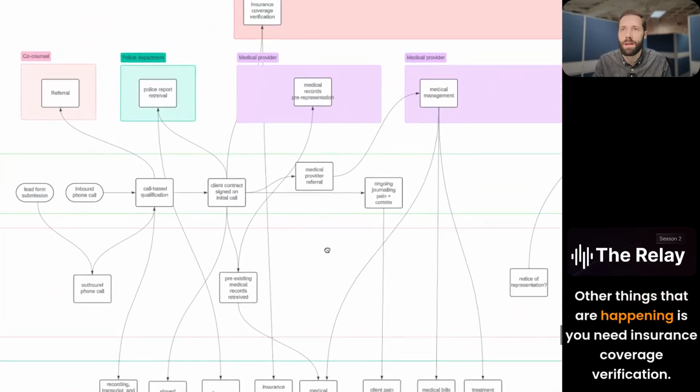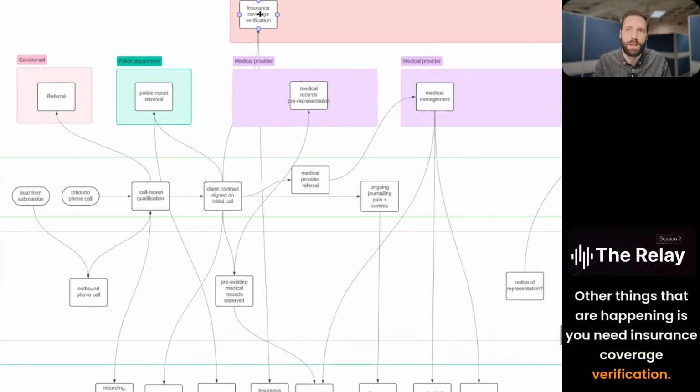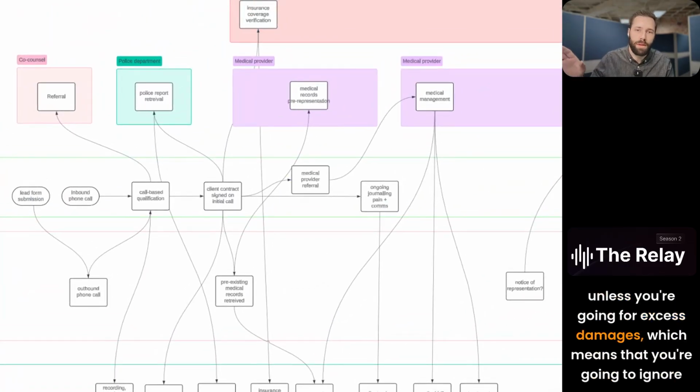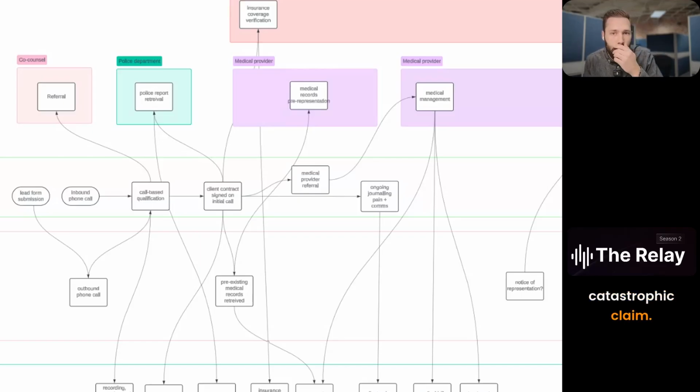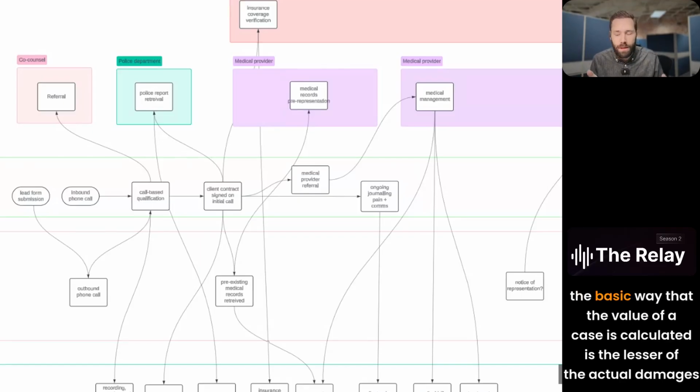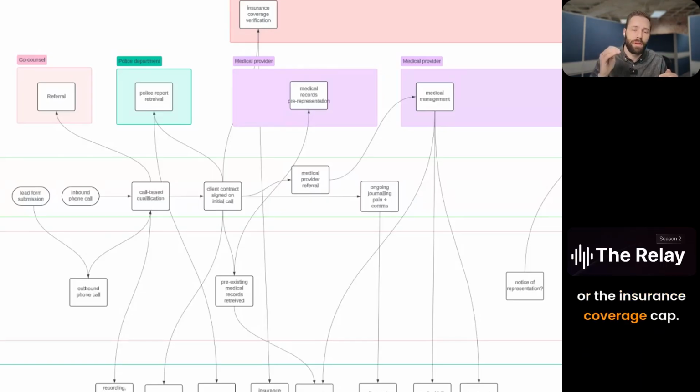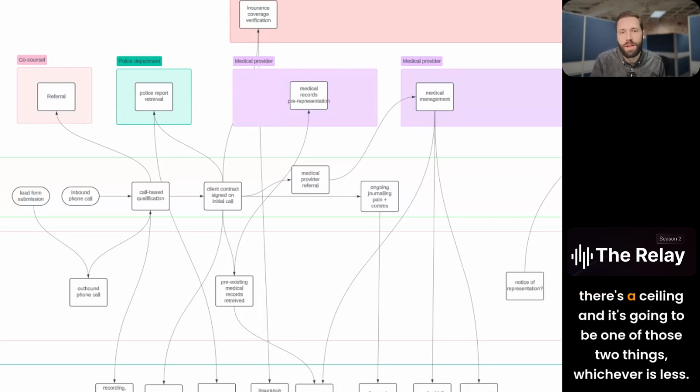Other things that are happening is you need insurance coverage verification. Unless you're going for excess damages, which means that you're going to ignore what the insurance coverage was and you're going to sue for a larger amount if it was a catastrophic claim. The basic way that the value of a case is calculated is the lesser of the actual damages or the insurance coverage cap. There's a ceiling, and it's going to be one of those two things, whichever is less.